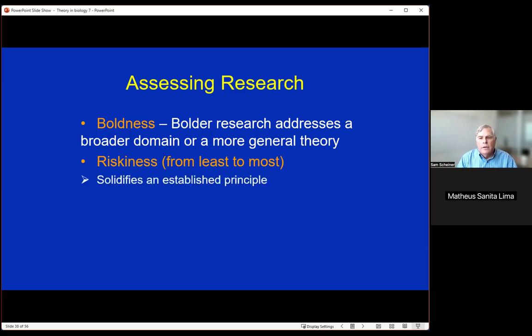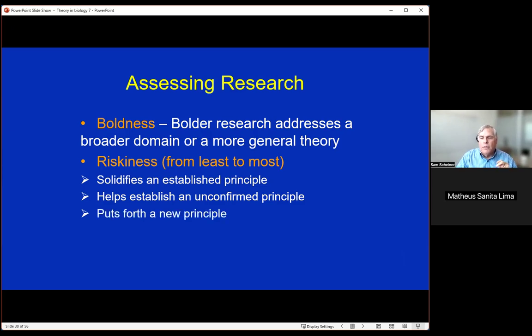So the least risky is something which solidifies established principles, right? We said that these general principles are condensations of lots of facts, and depending upon the domain and how well it's defined, those facts may or may not be well established. Once it's a well established principle, we can add additional information that solidifies it, but that's not risky science. On the other hand, if you've got an unconfirmed principle at some level and you're trying to establish it, that's obviously riskier because the principle may be wrong.